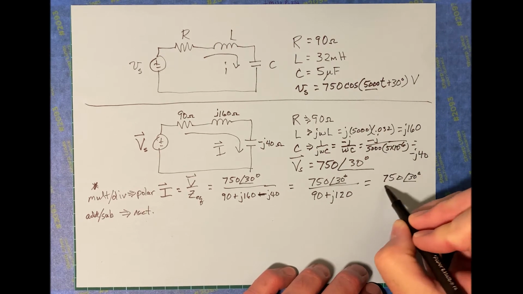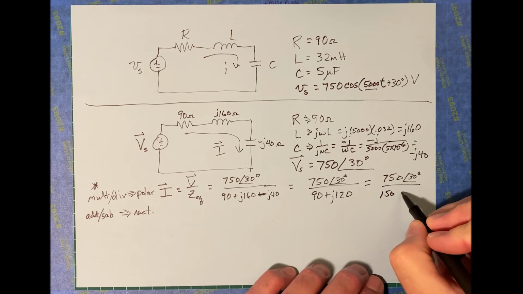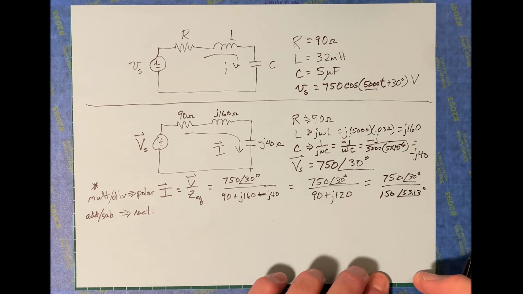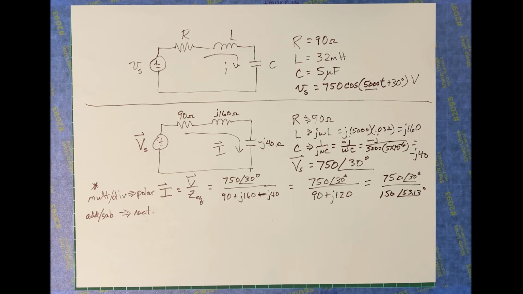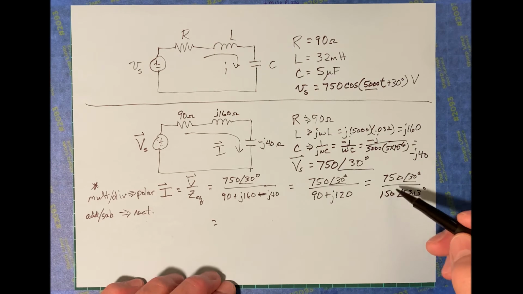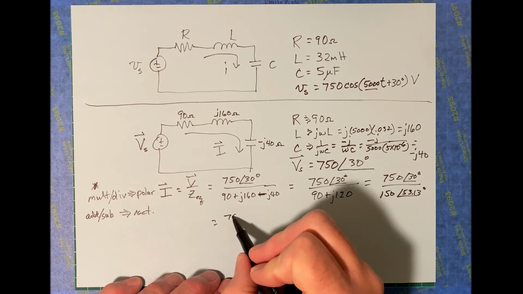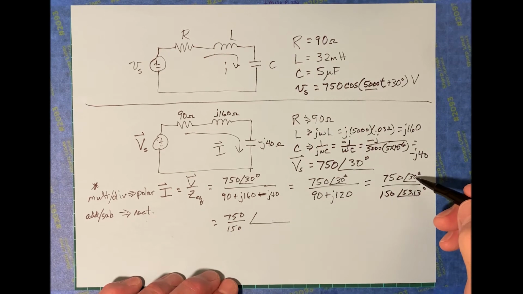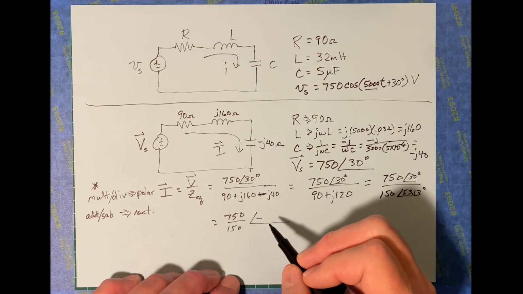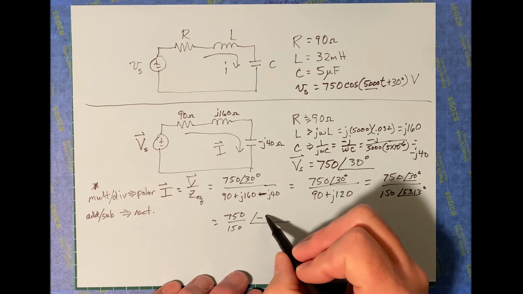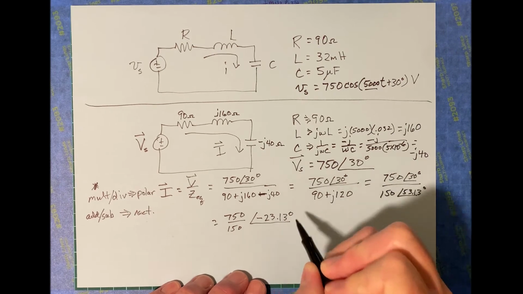And this turns out to be 750 angle 30 degrees divided by 150 angle 53.13 degrees. Okay, now we can do the division pretty easily. It's just the top divided by the bottom. So it's going to be 750 divided by 150. The angle is going to be top angle minus the bottom angle. So that's going to be 30 minus 53.13, which is negative 23.13 degrees.